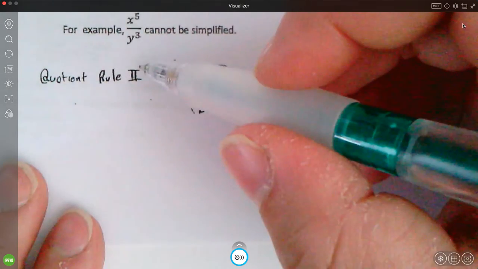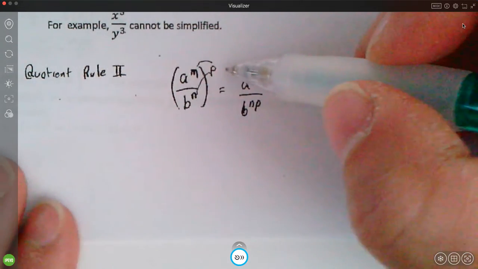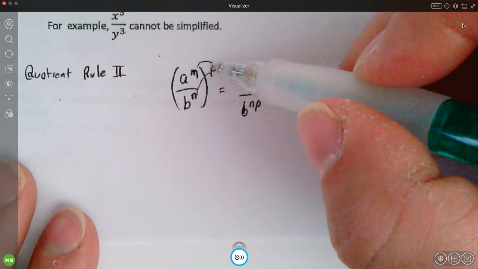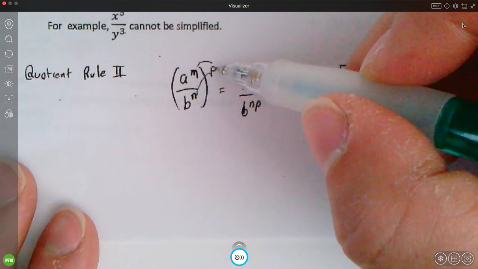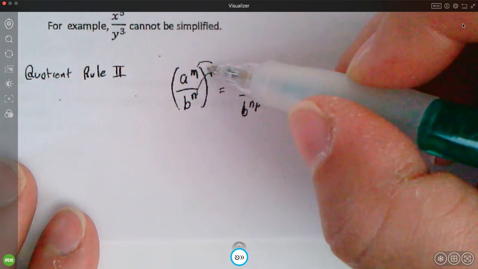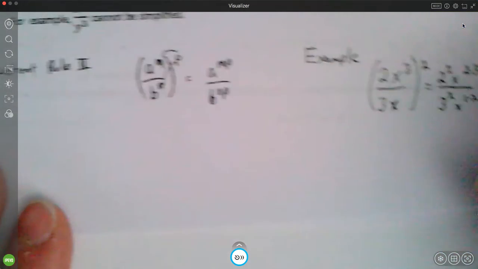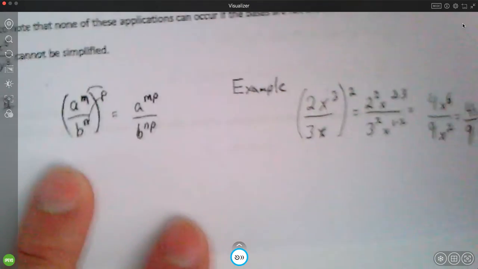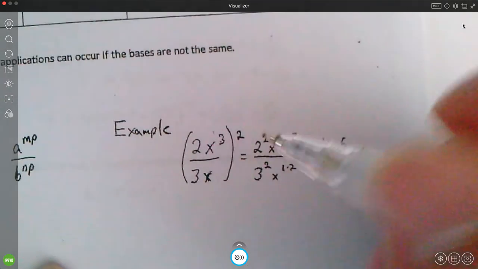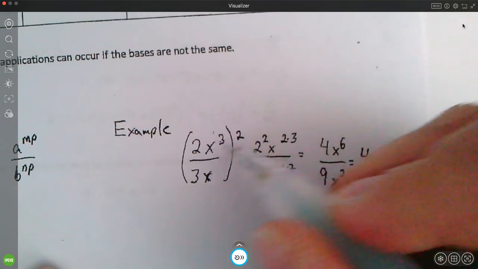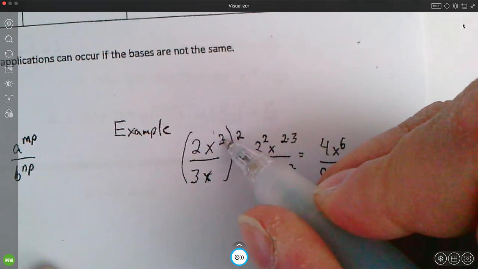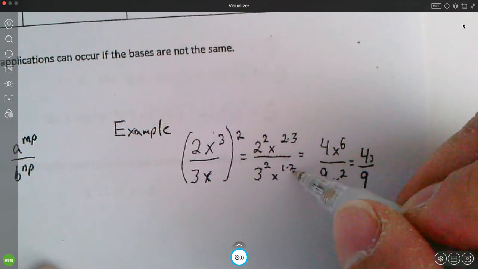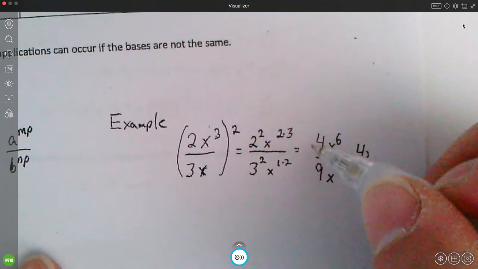And then I put quotient rule 2 because the same thing applies as with product rule 2: it distributes. Whatever your quotient is, if you have a quotient to a power, it distributes to everything on the inside. For example, look how crazy this one is. I like this example, so we'll slow it down a bit. 2 to the 2, 3 to the 2, 6 to the third to the 2. Everything gets that power of 2.